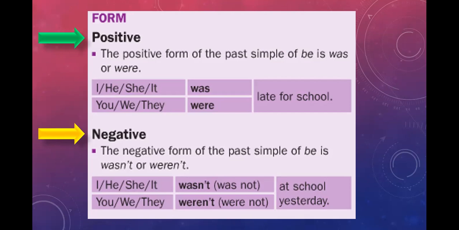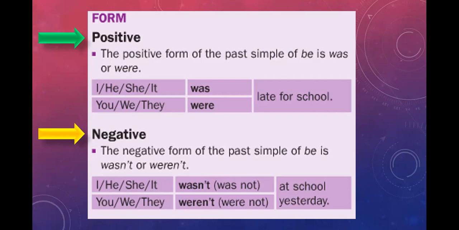Weren't has the same change. We add an N with an apostrophe and a T at the end, okay? It's the contraction representing were not. Again, the contraction is not necessary. And we use weren't for you, we, or they. In this case, we can say with a complete example, he wasn't at school yesterday. We weren't at school yesterday. It wasn't at school yesterday. Maybe we're talking about some kind of animal, a bird, maybe a dog. You weren't at school yesterday.